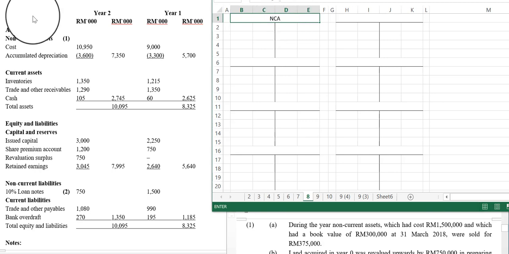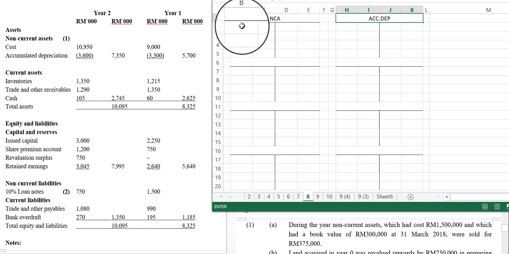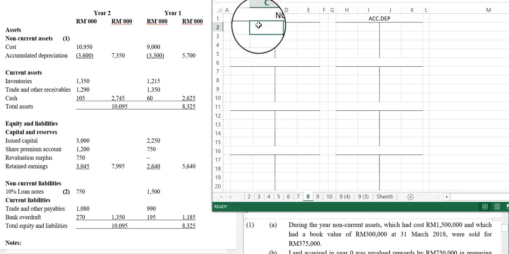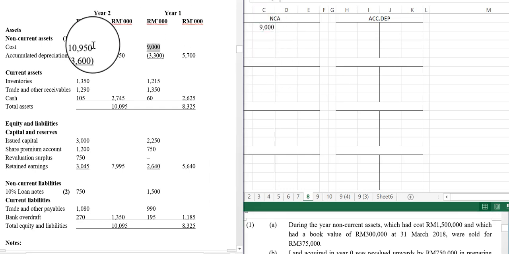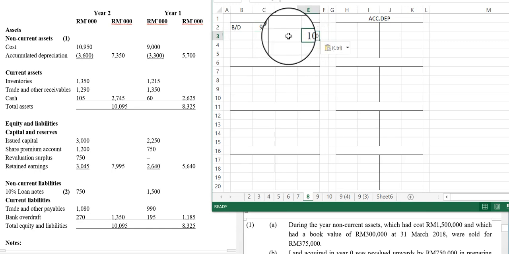Now look at this question, they give you accumulated depreciation. So basically you need to open accumulated depreciations. Okay, so BD for these questions, here opening balance 9,000. Okay, closing balance is 10,950. So this is your CD.